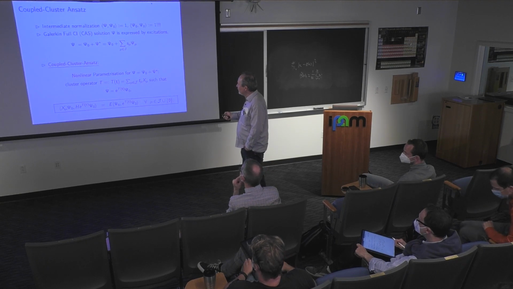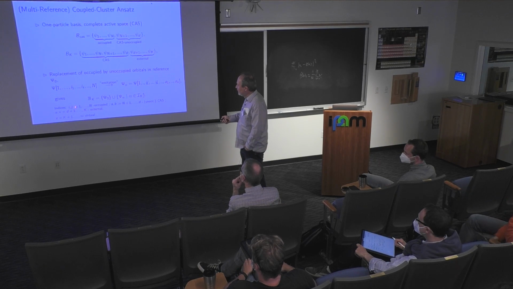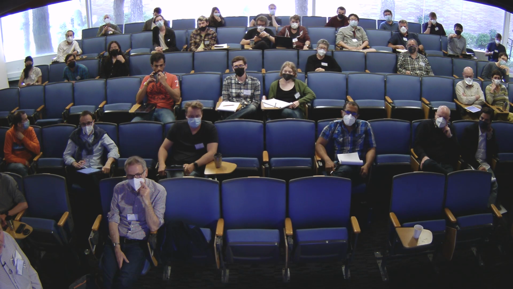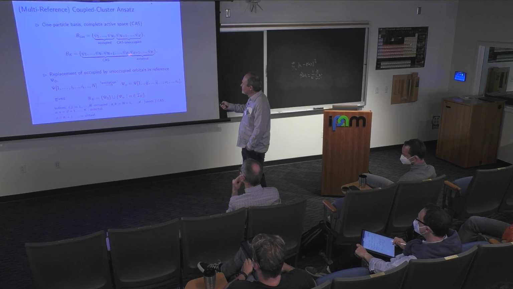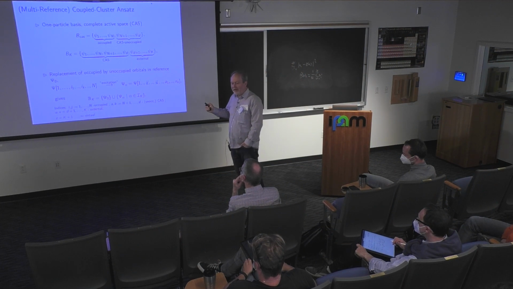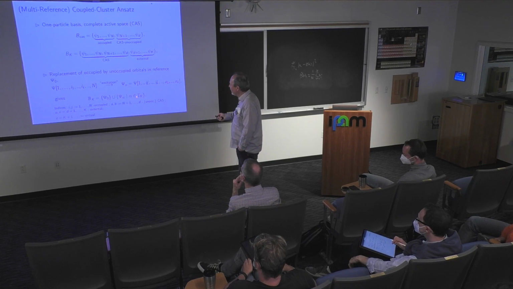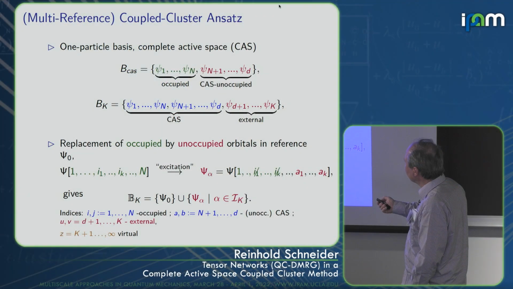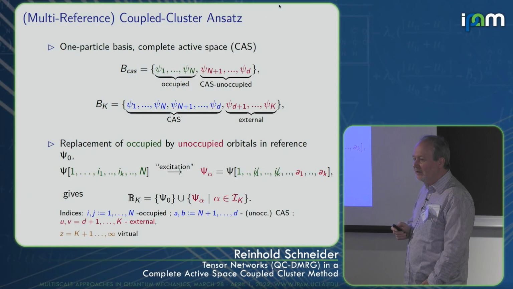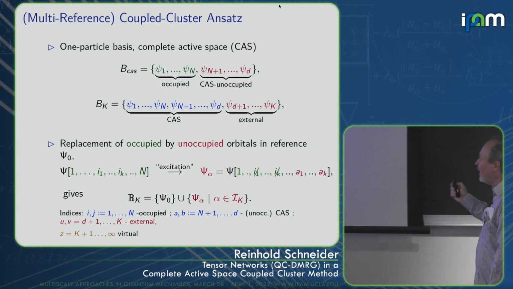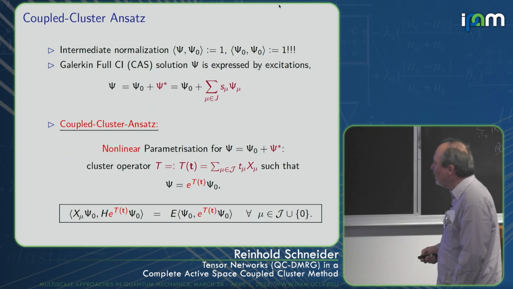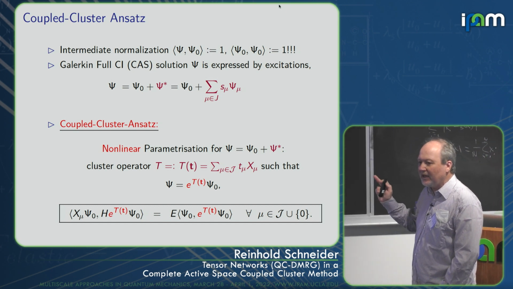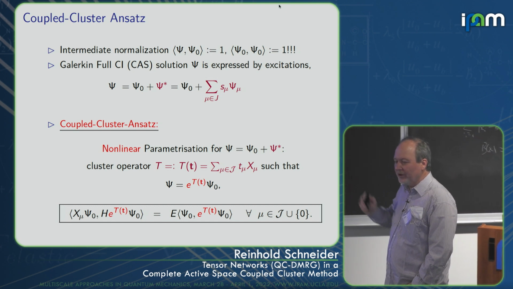In the next line, sorry, the same slide. Here. Alpha in, so BK equals psi naught up with the alpha equals to IK. So this is the full basis. IK includes all excitations from here to here, from the CAS to the external. I will say this later. At first, these are all. And first, I explain the coupled cluster ansatz, and then I show you the restricted one.